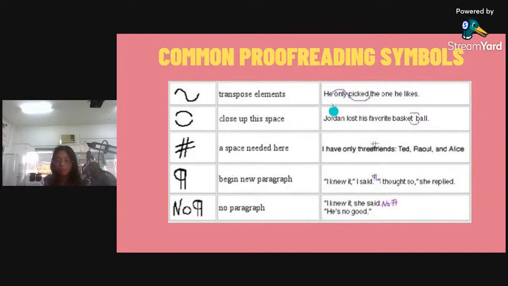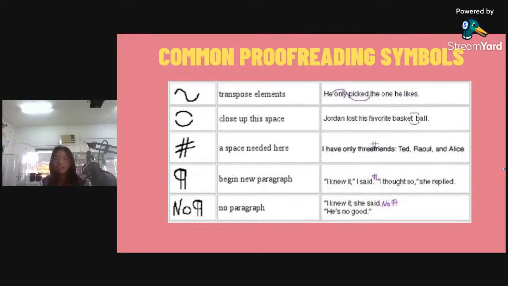Imagine they want to switch the words from he to the. Then we have close up this space, meaning you're taking up too much space or you accidentally did a double space, meaning you have to delete a space. It's like double space or no space. Then we have a hashtag, or what we call a space needed in here.